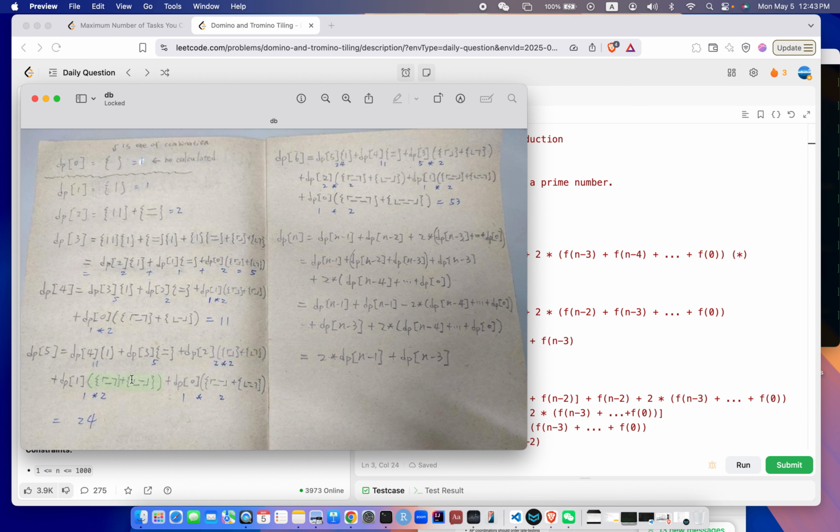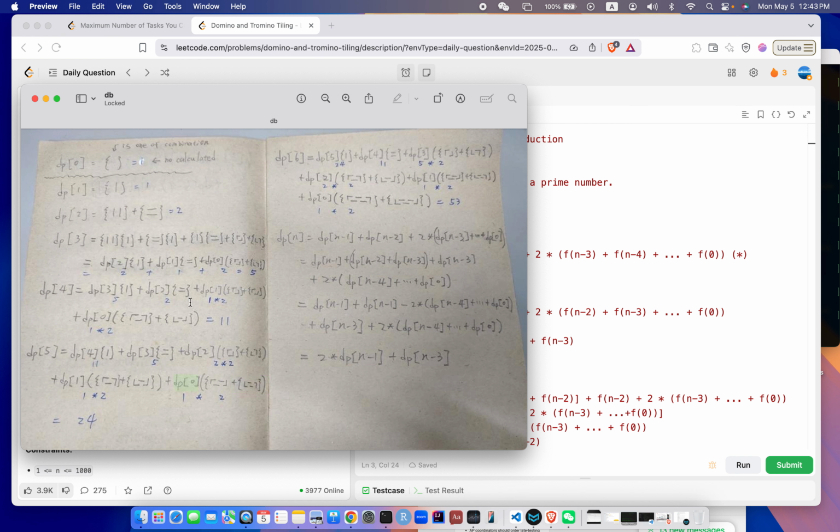Then there's the 4 column configuration, so 2 Triminos and 1 domino. Still 2 possibilities, and 5 minus 4 is 1, so you get dp1 times 2. If you have 5, you have 2 Triminos and 2 dominoes. Those are the 2 configurations. So 5 minus 5 is 0, and you need to multiply by dp0, right?